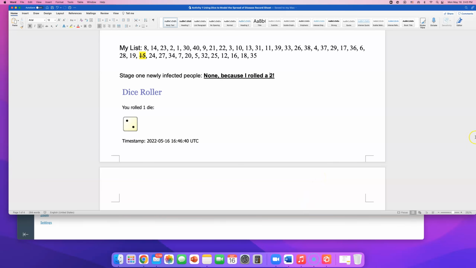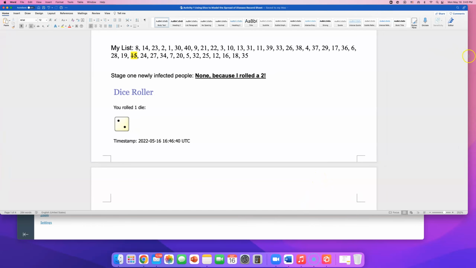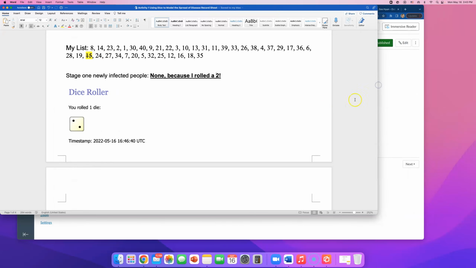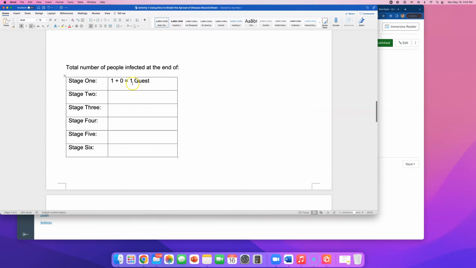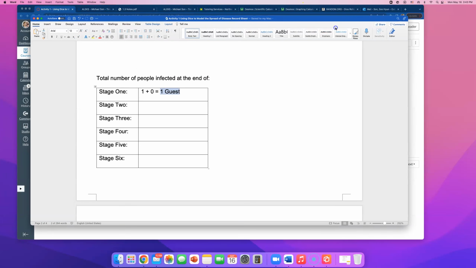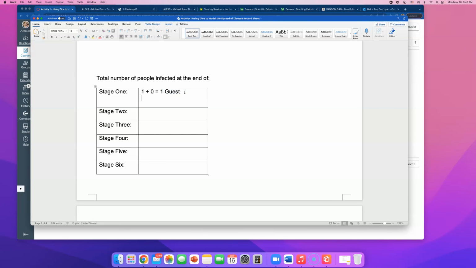Now let me talk about why I need to roll only one die. Some of you may need to roll 2 dice or 3 dice. Well, actually, that really depends. Remember, at the end of my stage 1, I did not have any newly infected people. So I still have only one guest who is sick. The number of guests who are sick is the number of dice I will be rolling.